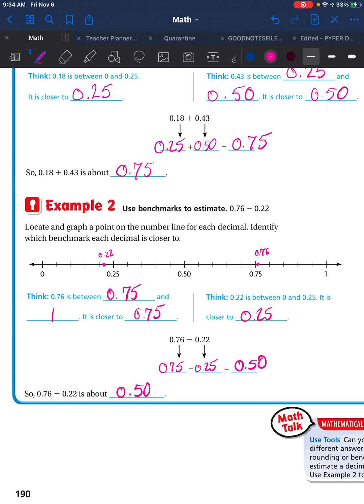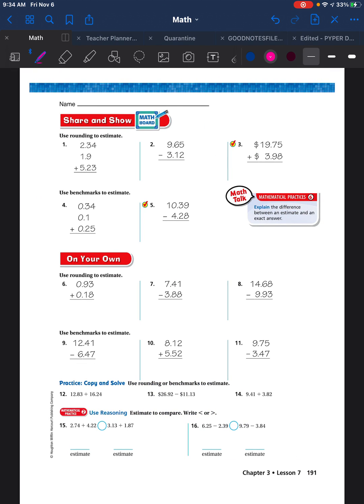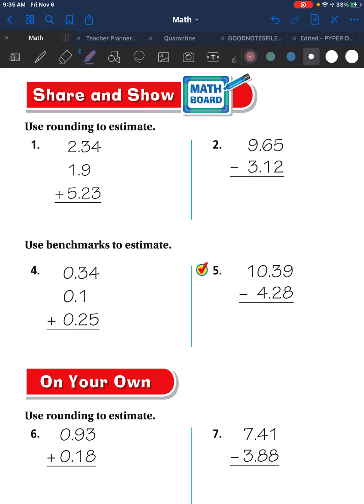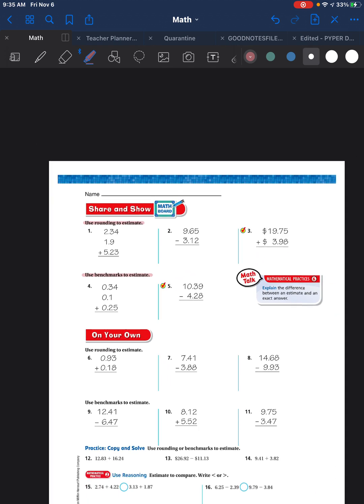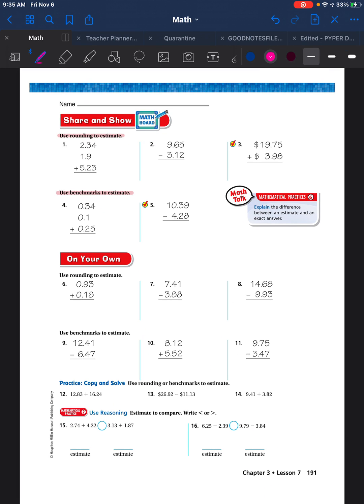All right, let's go ahead and look at the share and show. And here you're just gonna wanna be careful, and the same thing with your homework. You wanna read the directions carefully. So for these problems, it's saying use rounding to estimate. And these problems is asking you to use benchmarks to estimate. So that's using the 25, 50, 75. So even if you wanted, you could put that up here so that you remember these are your only options when you're using benchmarks.